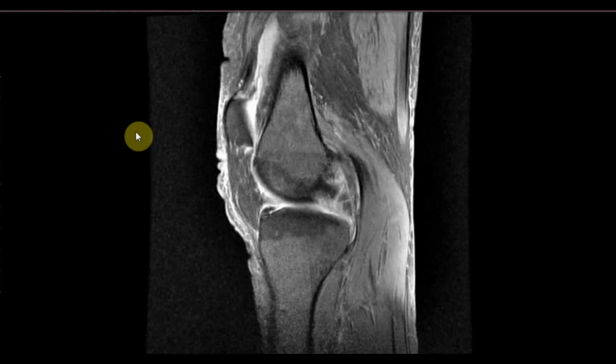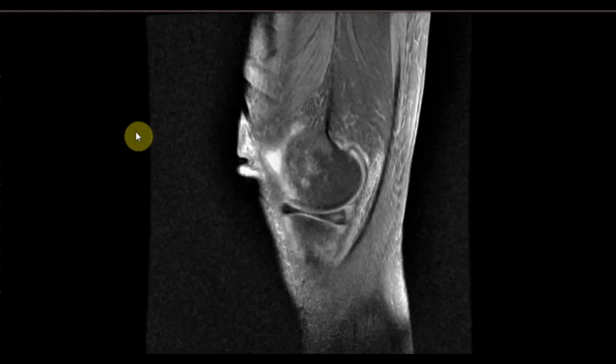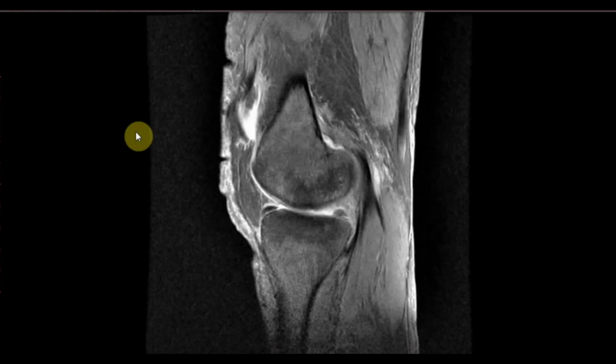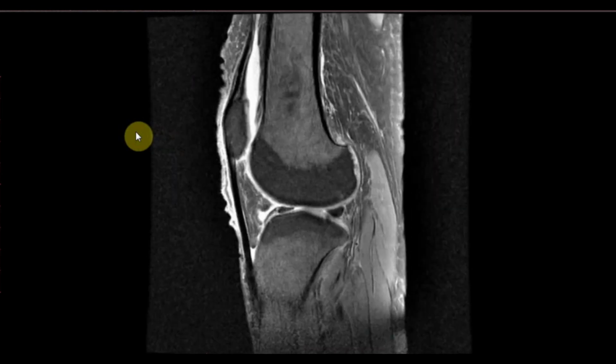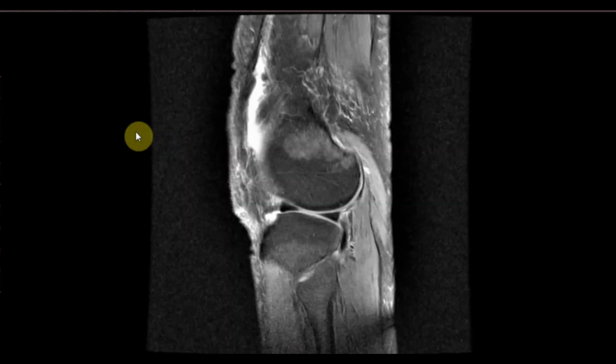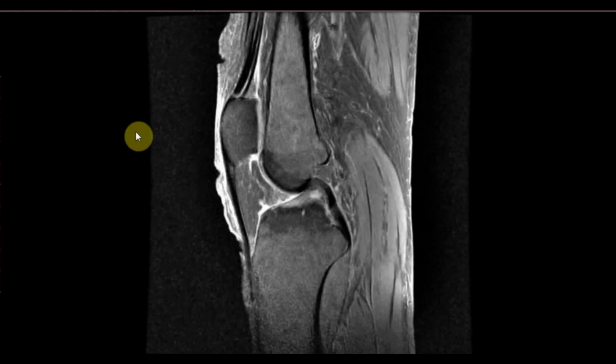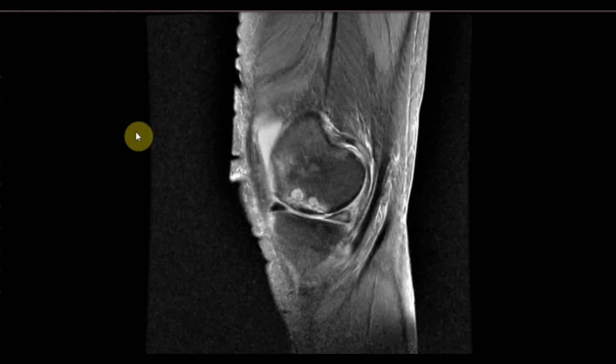There are multiple areas of cartilage degeneration involving the femur, tibia, and patellar articular cartilage. And there are multiple marginal osteophytes.